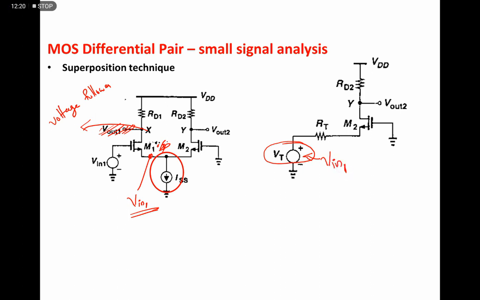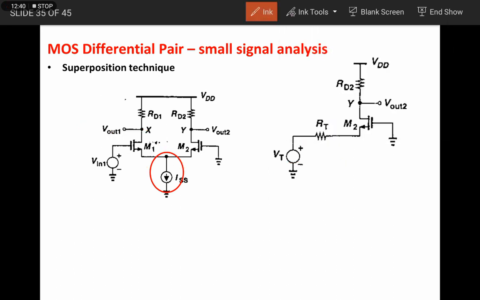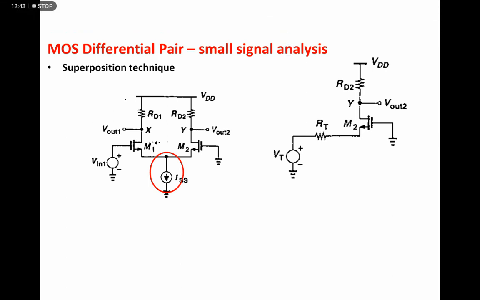What is the resistance of this one? The effective resistance seen by M2 from here. When we are evaluating the effective resistance, we need to remove all the unwanted things, so I am deleting this one. Vt is nothing but V in 1. To evaluate the resistance, we need to short the input. Already the output is grounded, and the input is grounded as well, because there is no effect of V out 1.